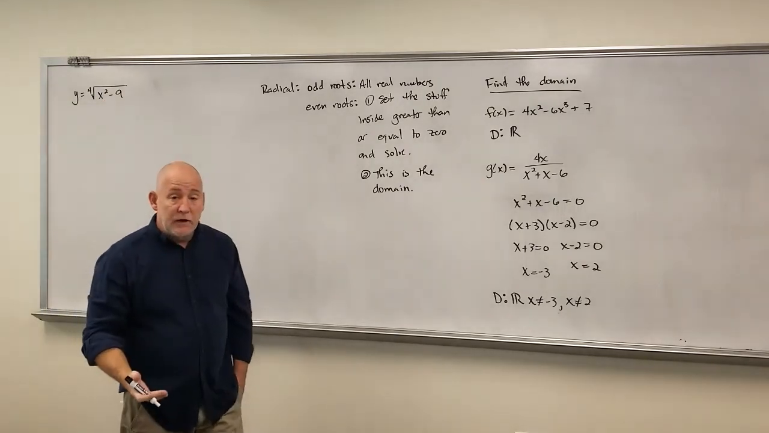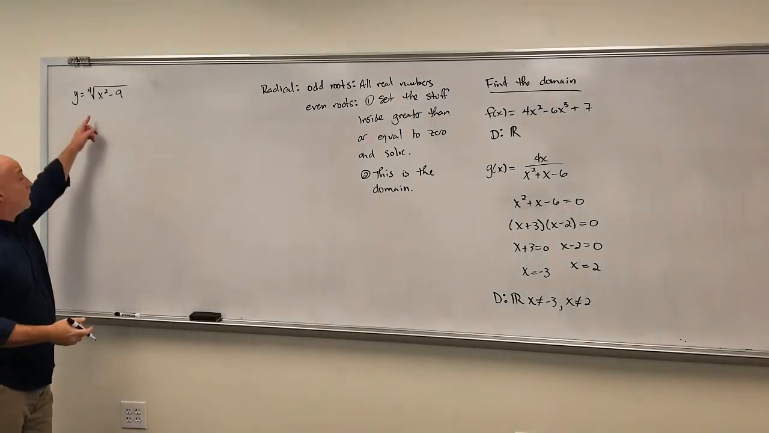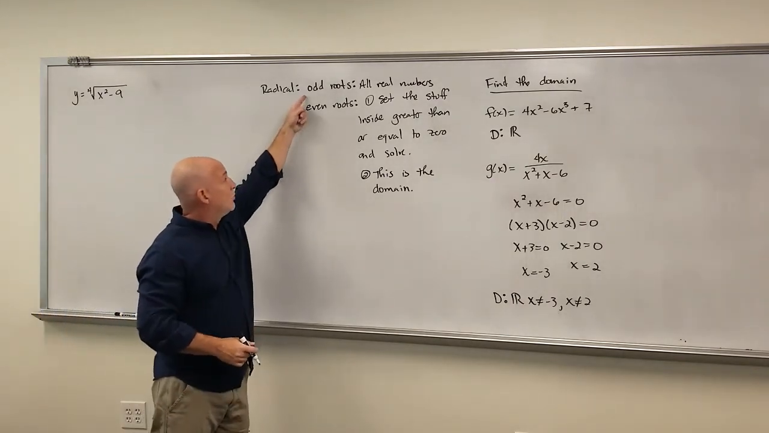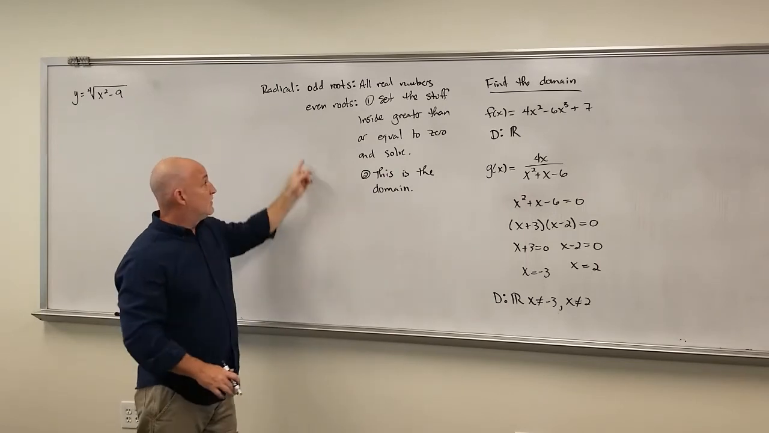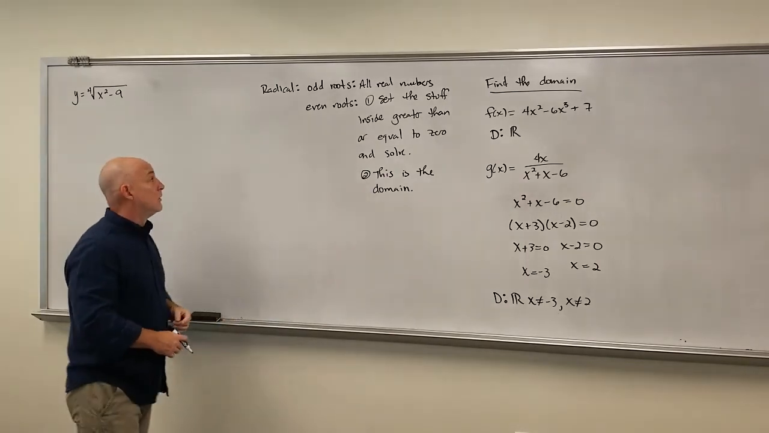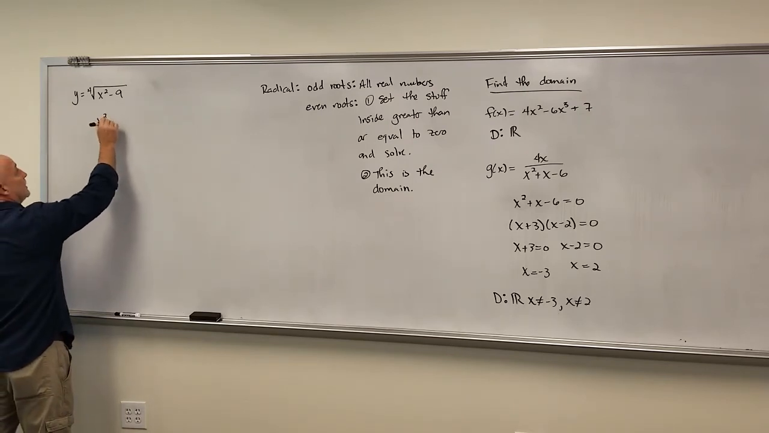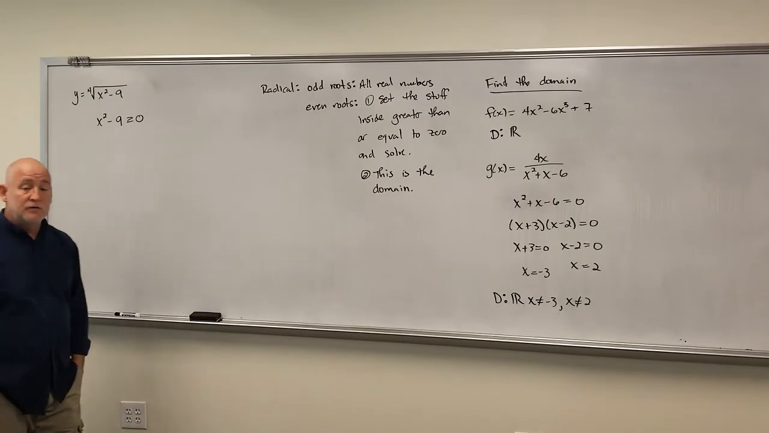Okay, so we have to classify it first. What type of function is this? Well, this is a radical function, so we need to further classify that. Does it have an odd root or an even root? If it has an odd root, you're done. You just say all real numbers. If it has an even root, we have some more work to do. Well, that's the fourth root, so we do have more work to do. That says take the argument, or the radicand, set it greater than or equal to 0, and solve.